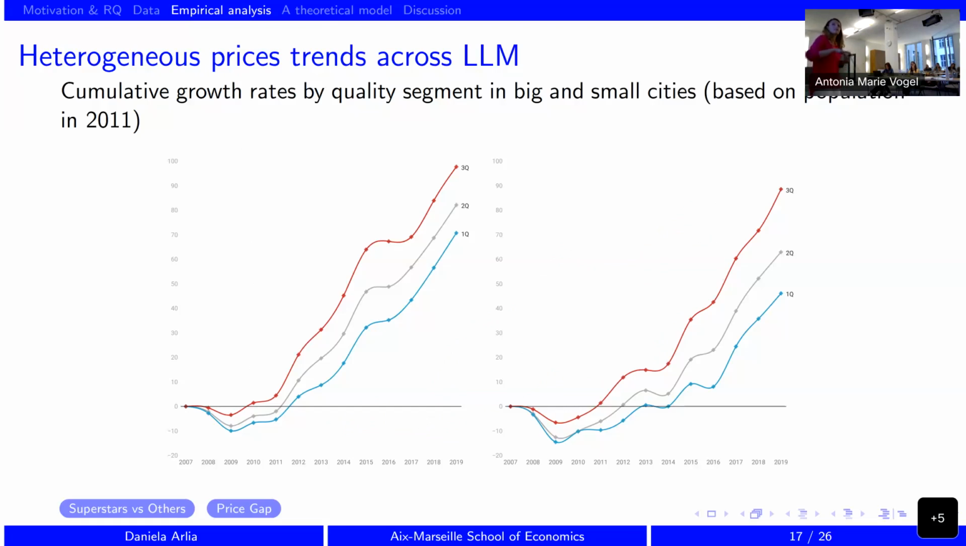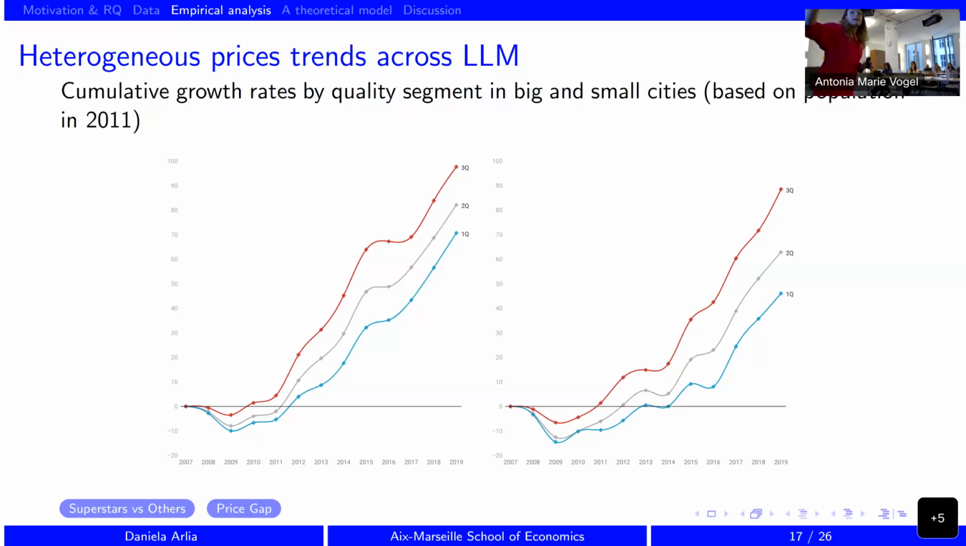Here I plot the cumulative growth for big cities and small cities. I consider big cities those local labor markets belonging to the top 25% in the distribution of the population. So I have data on population for 2011, and the most populated ones are my big city group, and the least populated ones are my small cities group.